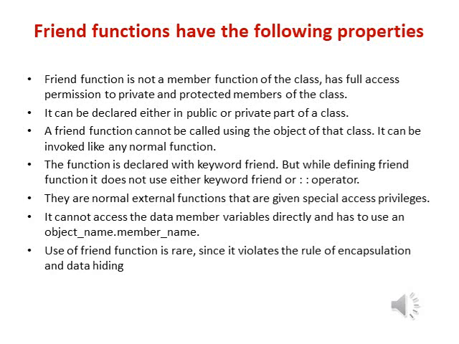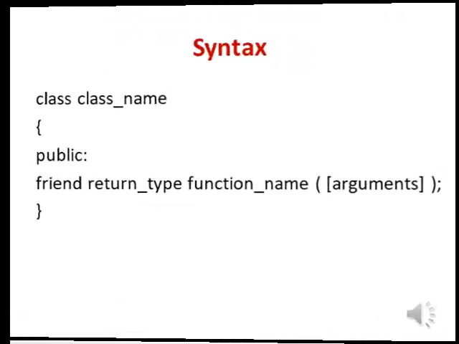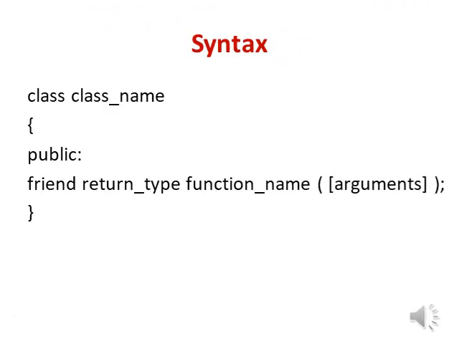They are normal external functions that are given special access privileges. It cannot access the data member variables directly and has to use the object name dot member name format. The use of friend functions is rare since it violates the rules of encapsulation and data hiding. This is the syntax of declaring and defining a friend function, and the following example illustrates friend function usage.